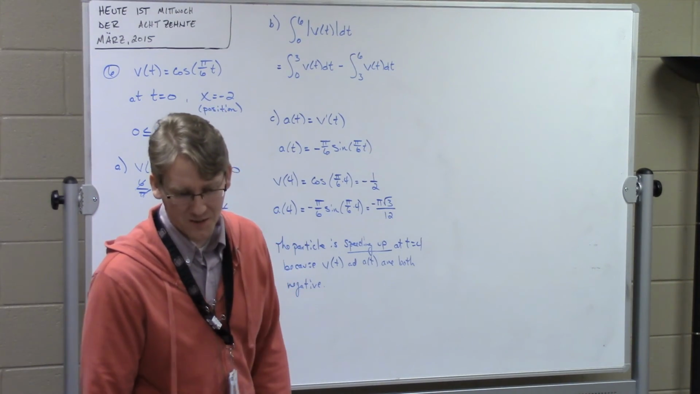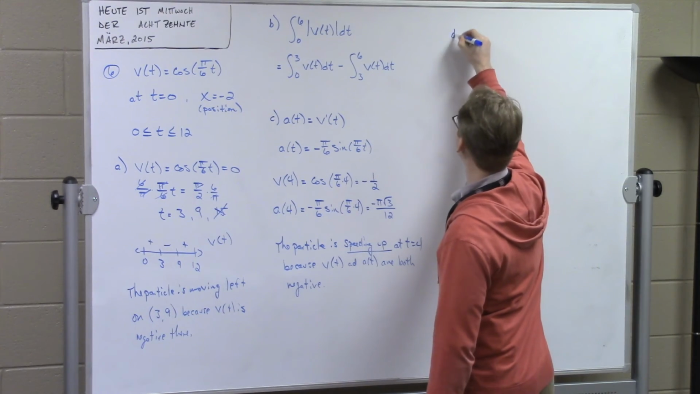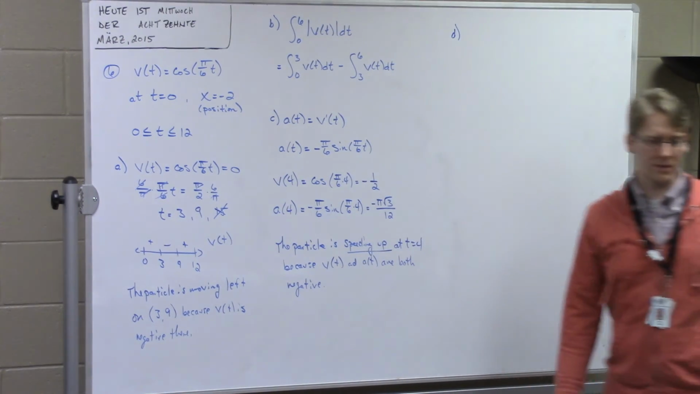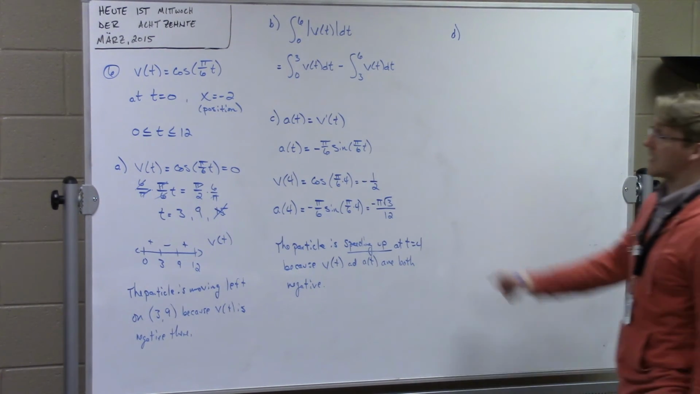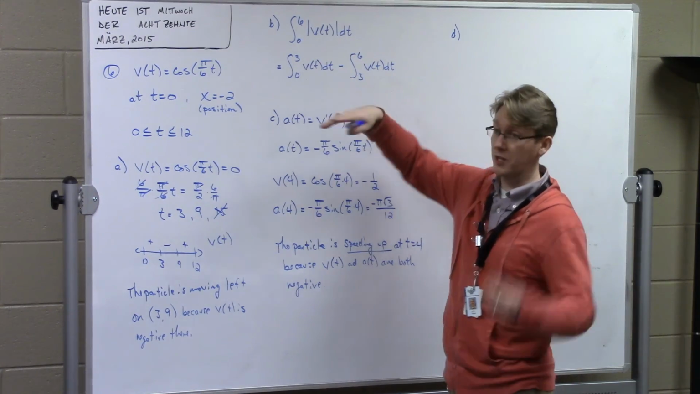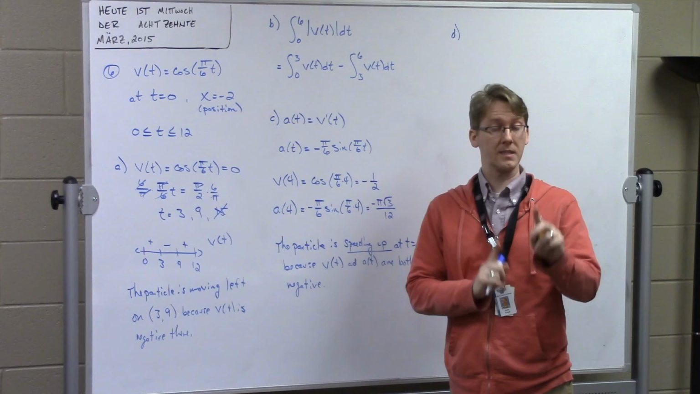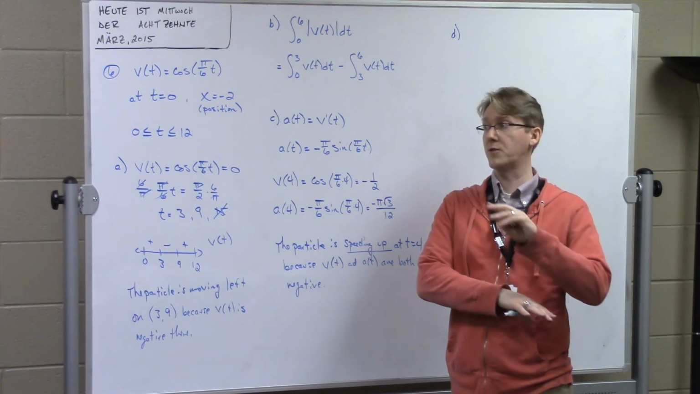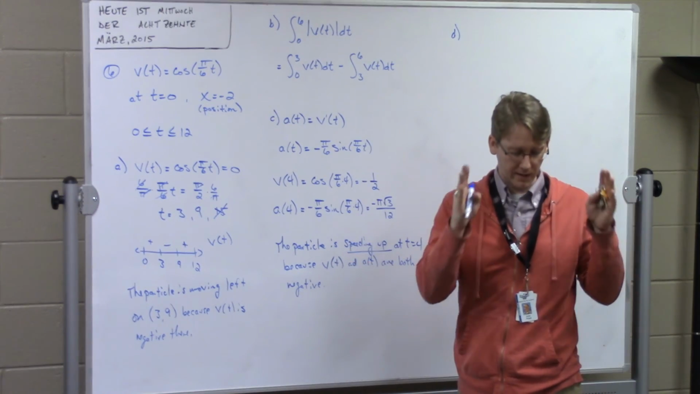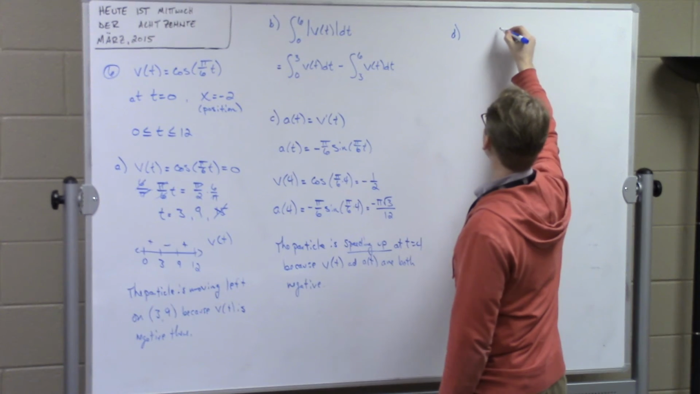D, find the position of the particle at t equals 4. Man, do y'all love to screw these up. How do we do position? Antiderivative. Here's the deal: position is not distance traveled, so position would just be the antiderivative of v, period. And if it comes out to be 0, that just means I ended up right back where I started. I may have traveled 1,000 units, but I ended up right back where I started. So I'm going to do the antiderivative.